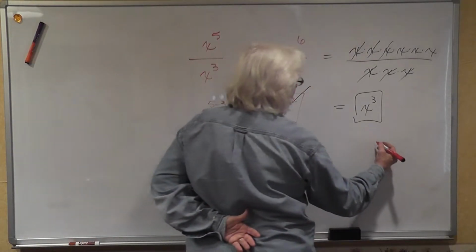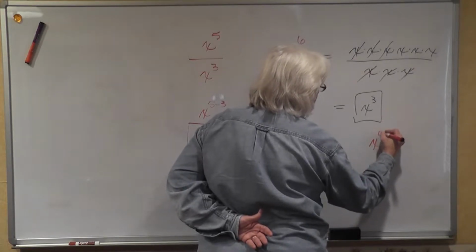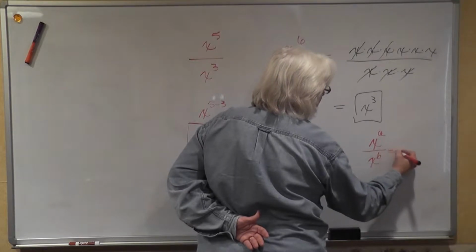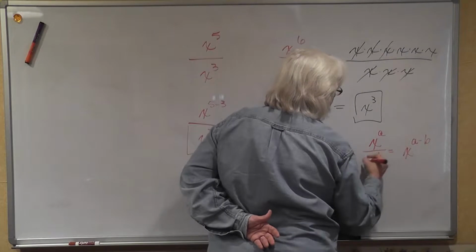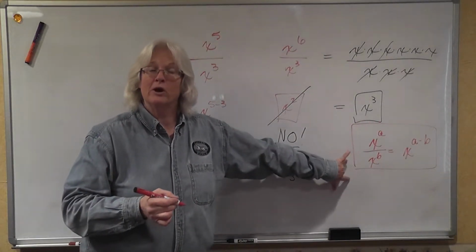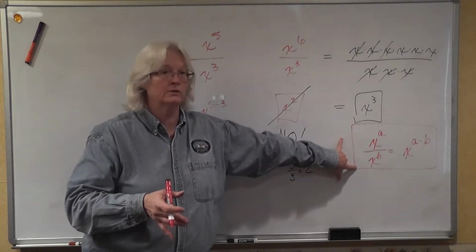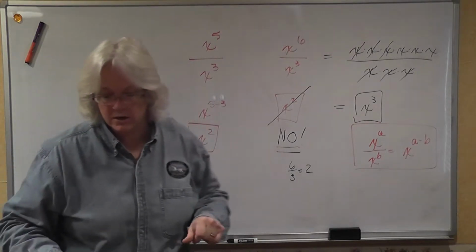So the pattern would be, as long as the bases are the same, you keep the base and you subtract the exponents. This is the algebraic rule that tells us how to handle x to the 6th divided by x cubed.